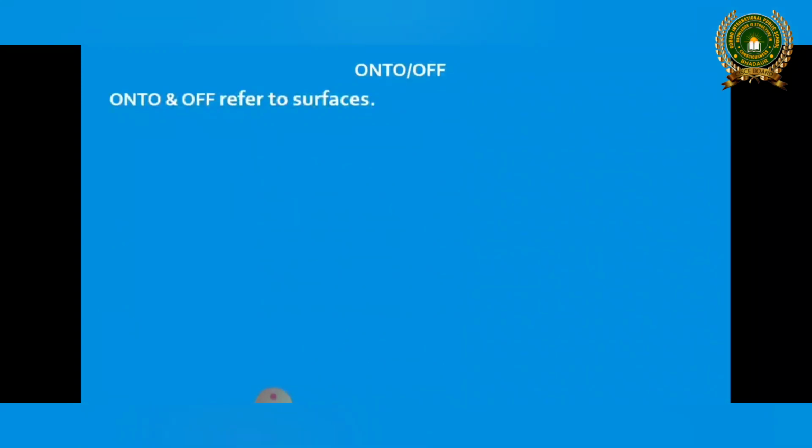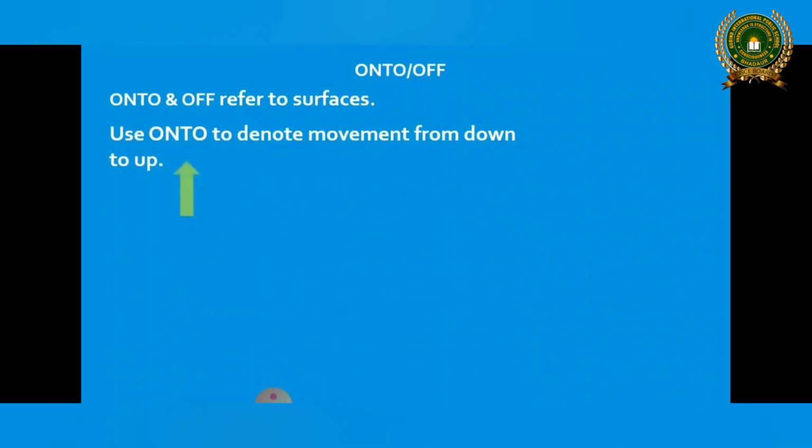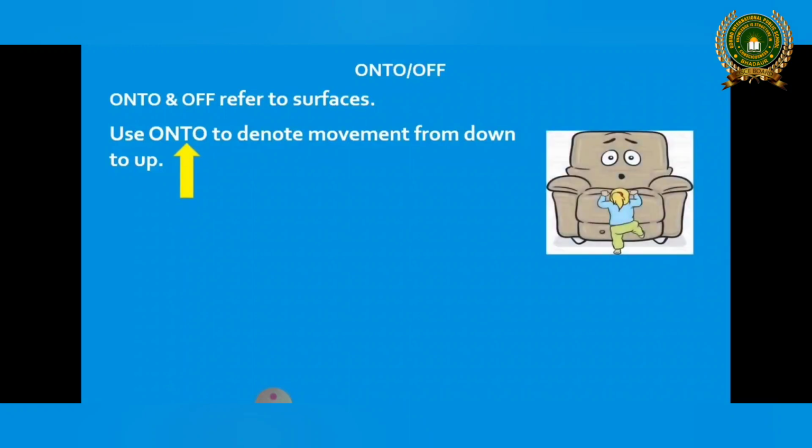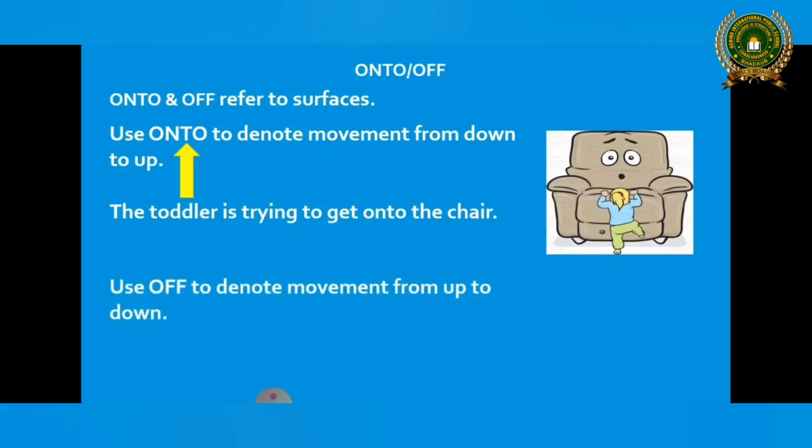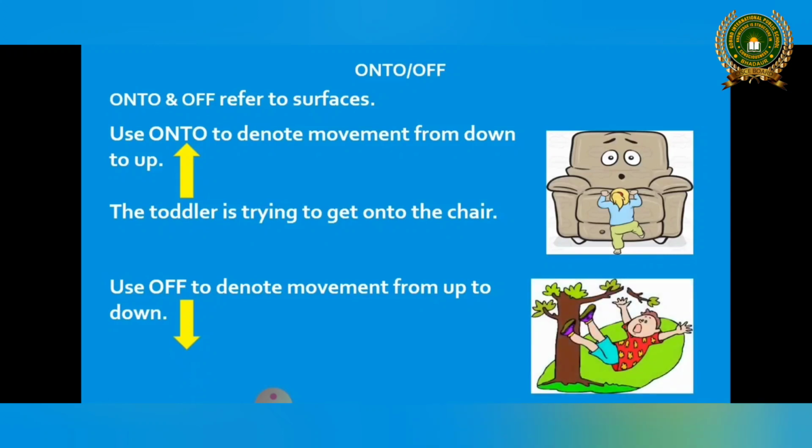So onto and off. Onto and off refer to surfaces. How? Onto denotes a movement from down to up. When something is down and goes up, there we will use onto. Okay? The toddler is trying to get onto the chair, from down to up. So there we will use onto. Then off is used for movement from up to down. Okay, from up to down. Like we will say, the boy fell off the tree. So he fell off, means from up to down.